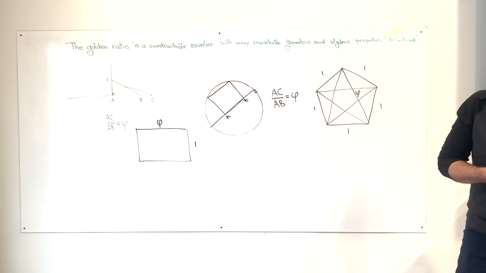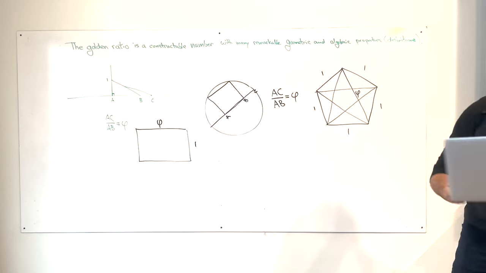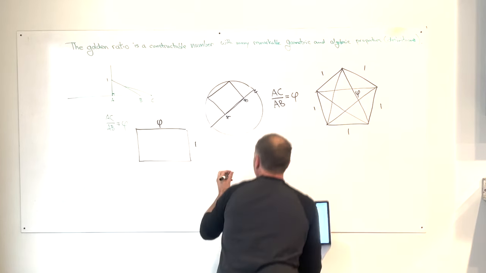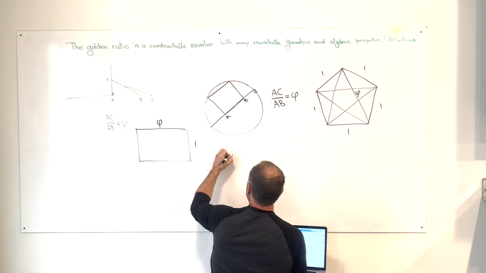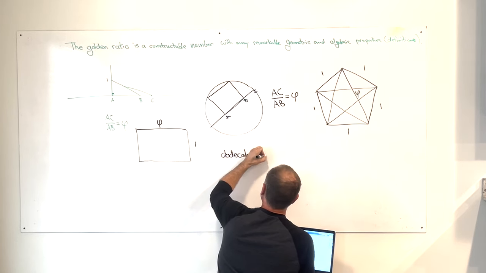Okay? So, here's one I just barely... You can also make it by the definition of a square that has a square... If you make a square, and then the square fits in the other side.